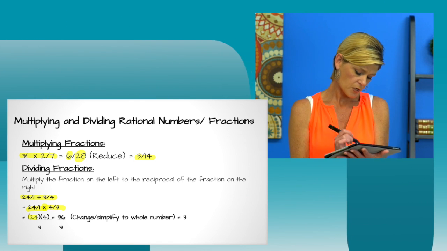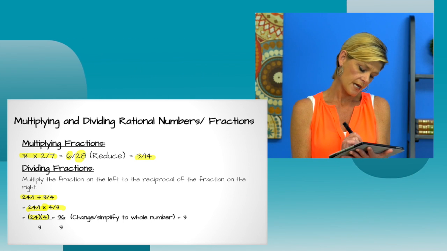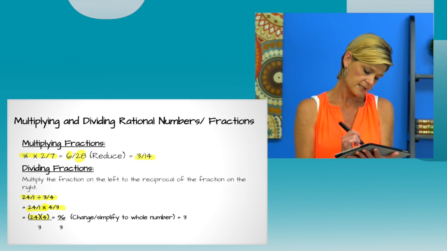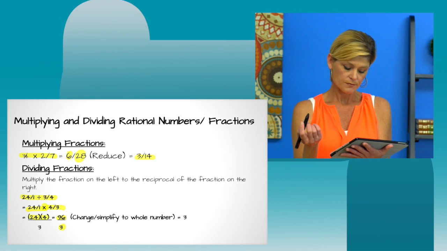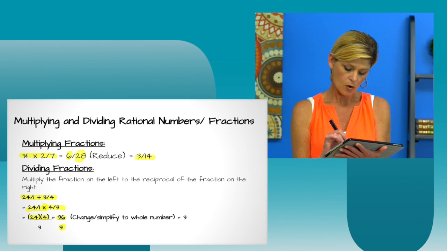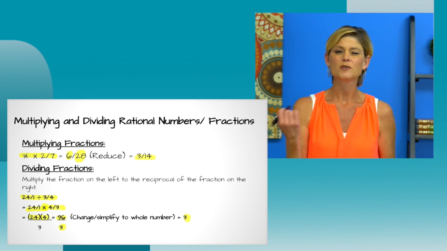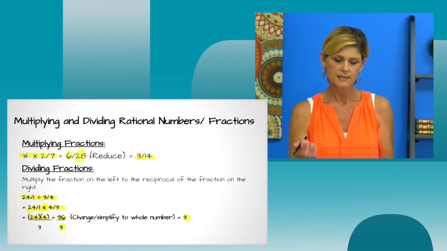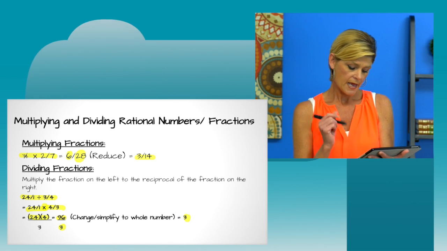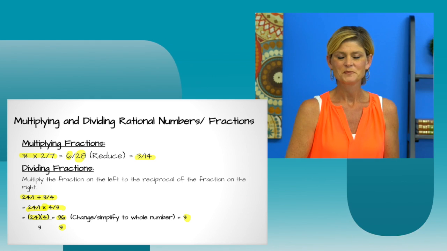And after doing the multiplication, I determine that 24 times 4 is 96, and I get 96/3. And then I simply just simplify that or change it to a whole number. And to do that, I would say, because 96/3 is clearly an improper fraction, we're going to divide 96 by 3, and I get the whole number 32.